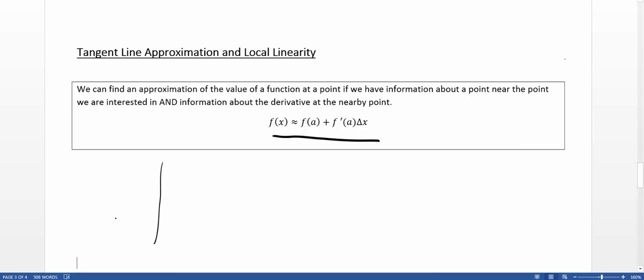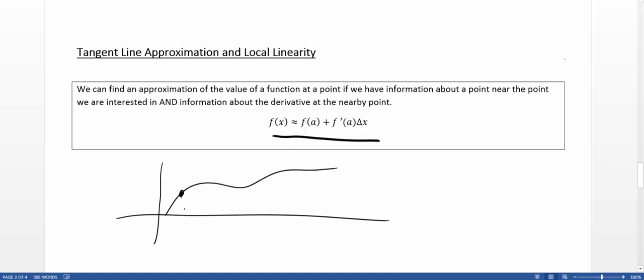So what's happening is that we have some function and we have information about what's happening at one point. So if we know the derivative and the functional value, what we're going to do is use that to predict what's happening at some other point by just using the slope of a line. So we're just assuming that this rate of change is going to be constant until that point to get a good approximation of where it would be.